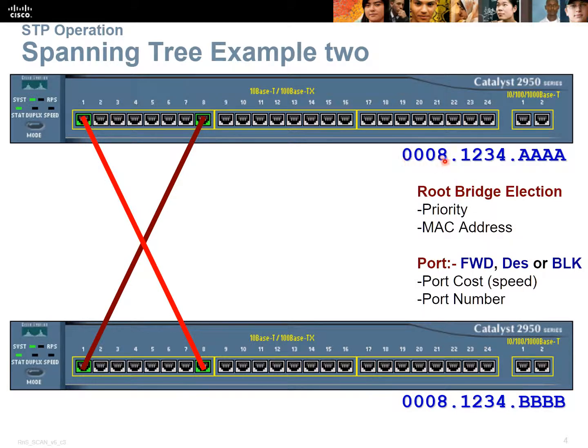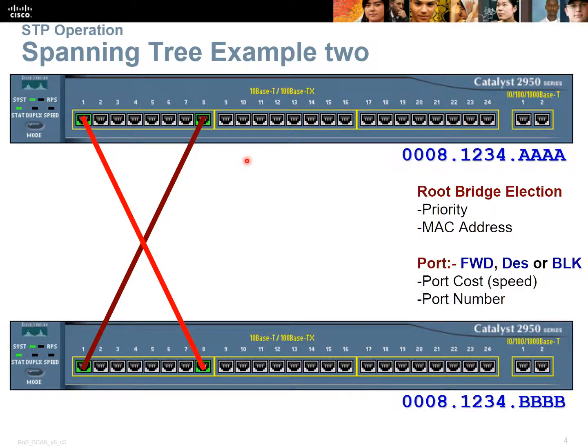So the top switch is 000A 1234 AAAA, and the bottom switch is 0008 1234 BBBB. So therefore, mathematically, this MAC address of AAAA is lower, so the top switch will be the root bridge. Now we know that the root bridge cannot block any of its ports. So therefore, one of these two ports on the bottom switch needs to be blocked. So the bottom switch has to decide which port it's going to block.